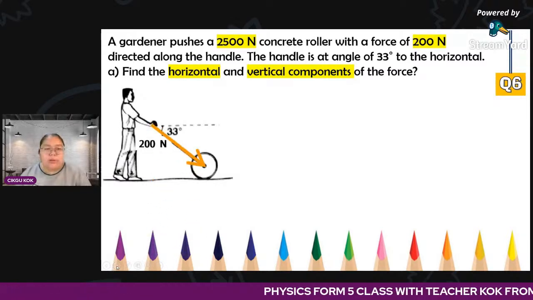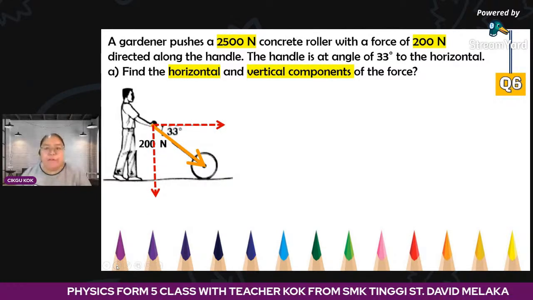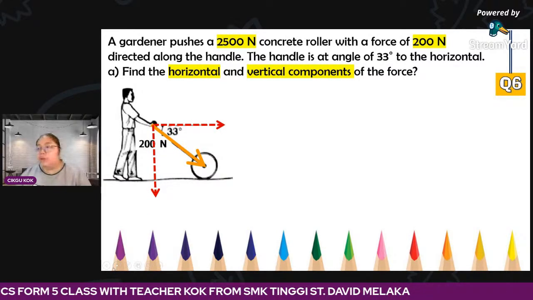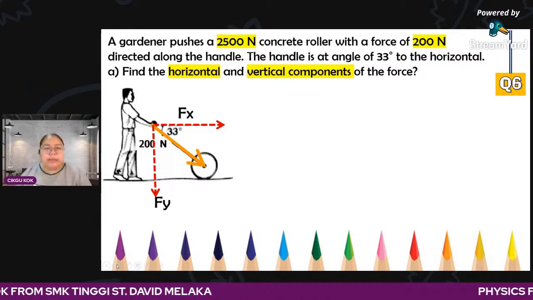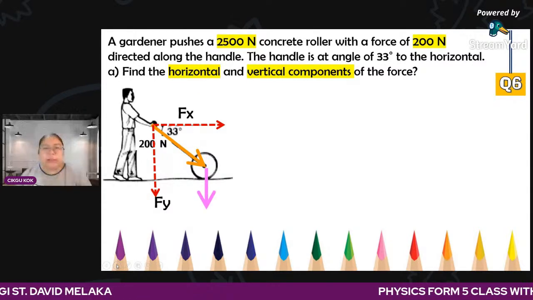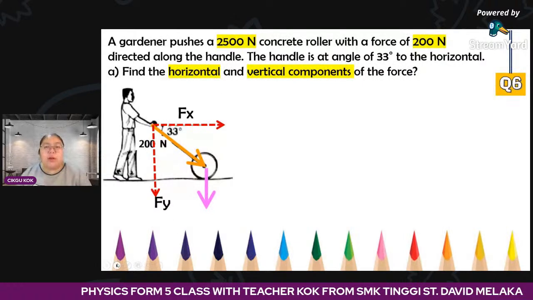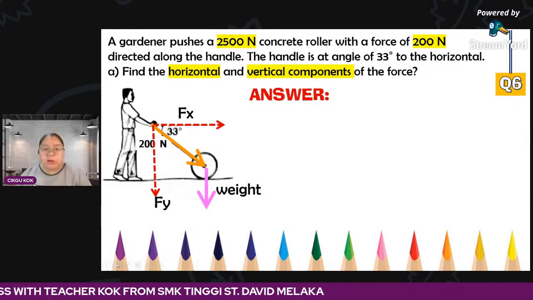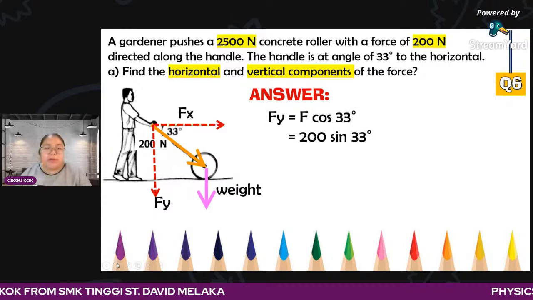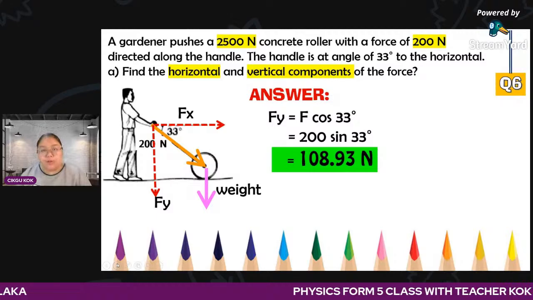So we're going to find out the pushing down. Okay, so we go to resolution for the horizontal and vertical. From here, it's straightforward to show you because we just did it 8 minutes ago. Okay, Fx and Fy. The force, they told you the gardener is pushing the concrete roller, which is 2,500 Newton. So from here, we find that this one is the weight. For the horizontal, there's Fx. So for Fx, we're using the cos. So we find the answer is 108.93.